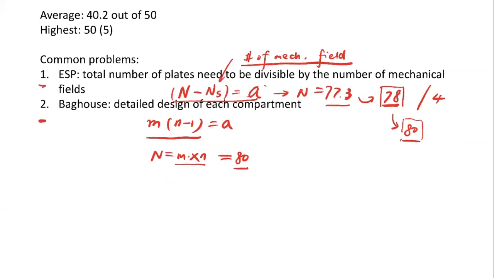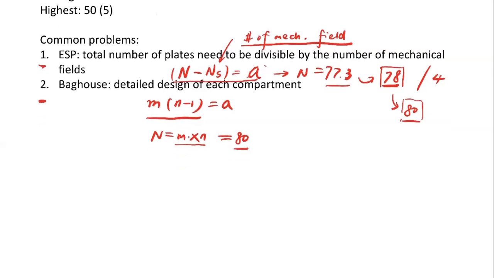For the baghouse design, I think the general problem is that some of you forgot to convert the unit to square feet. So you can first calculate the total area in square meters, and then you need to convert it to square feet. And then you can find out that the number of compartments we need is going to be 6 to 7, not 2. Once you get this value, you can further design the detailed structure of each compartment. I think all of you were quite clear on this aspect.